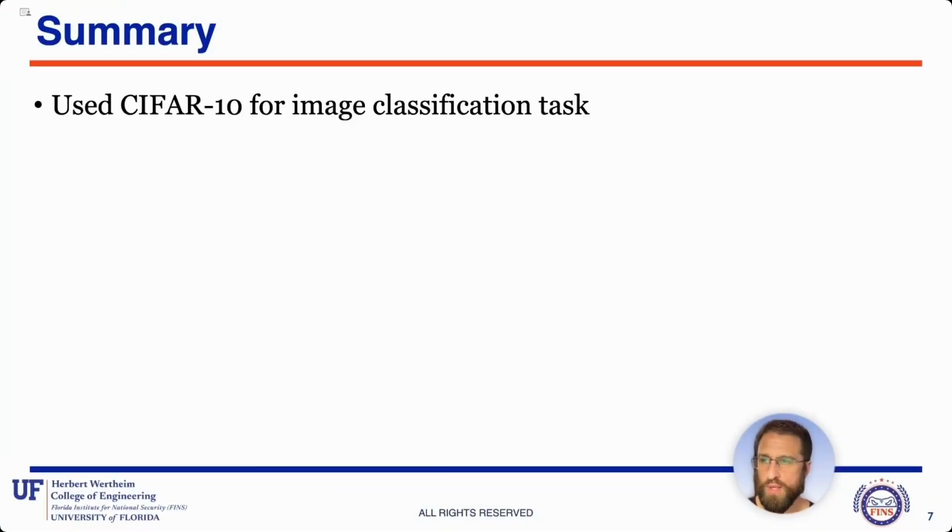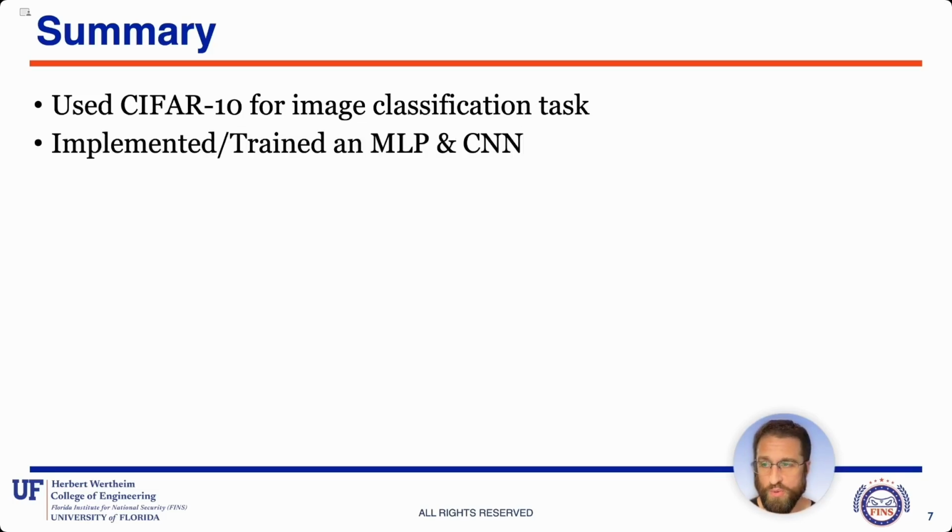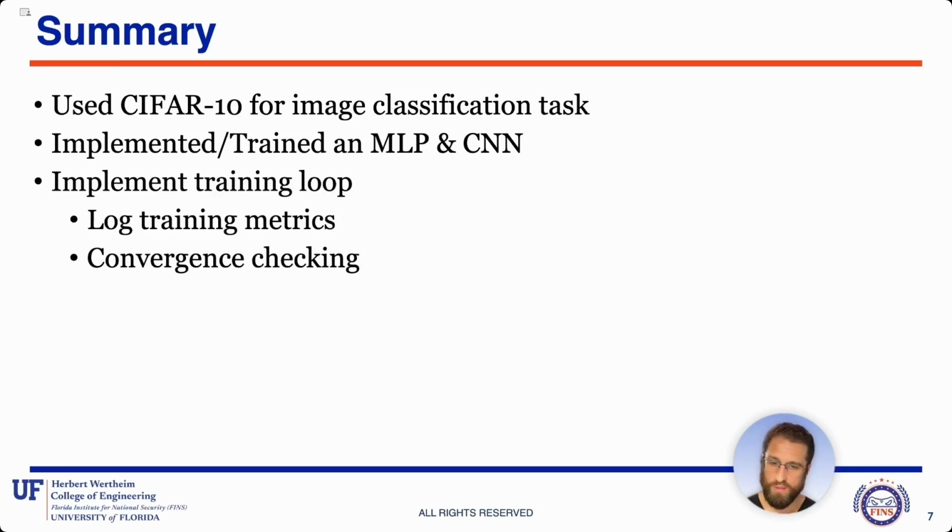So in summary, we have used the CIFAR dataset for an image classification task. We implemented and trained our own model, the MLP, and then we refactored that multi-layer perceptron to a convolutional neural network. We implemented our own training loop. We logged the validation losses and training losses to look at those metrics to see how our model was training. And we also implemented convergence checking with a simple early stopping check, to see when the model is improving and keep track of when it does not improve, allowing us to stop when it diverges or has converged.